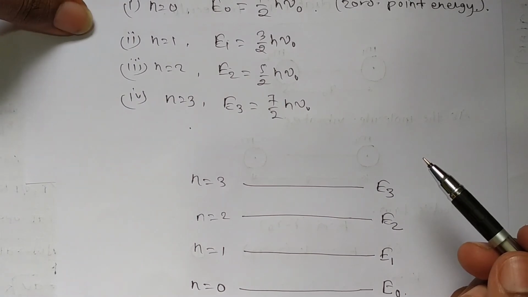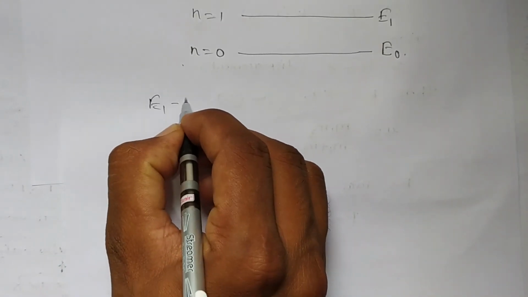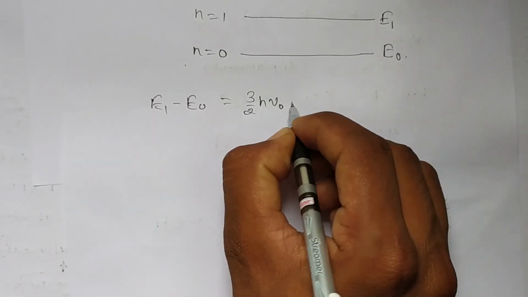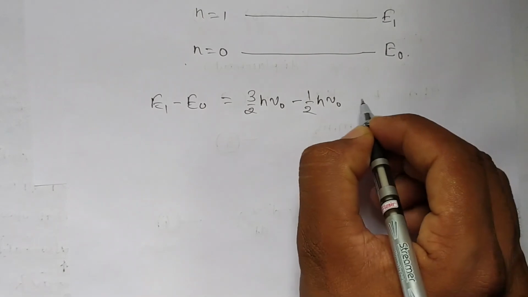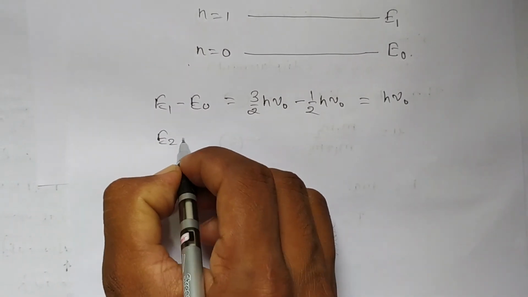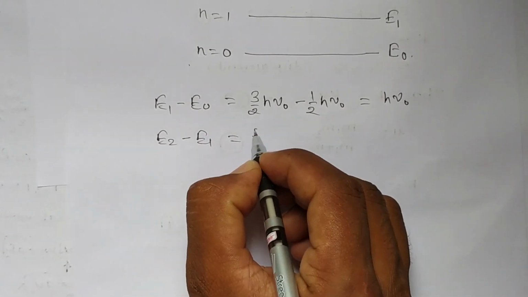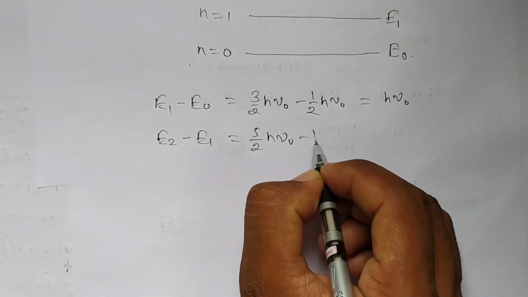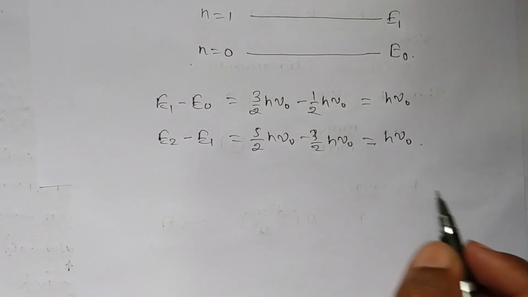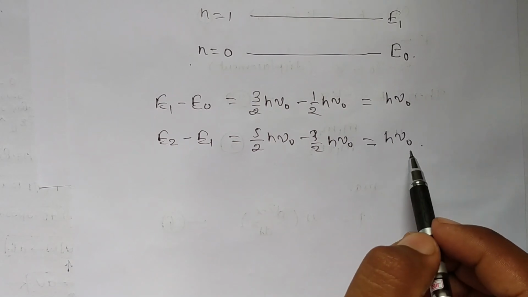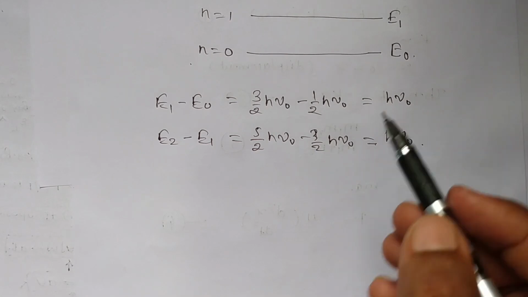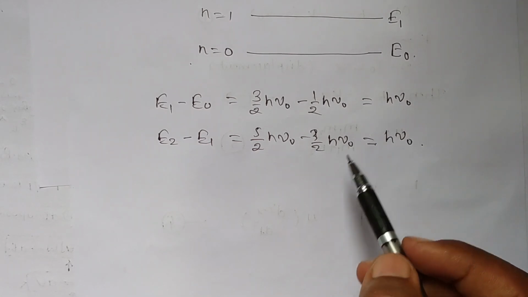We can find as E1 minus E0 is equal to 3 by 2 h nu 0 minus 1 by 2 h nu 0 is equal to h nu 0, and E2 minus E1 is equal to 5 by 2 h nu 0 minus 3 by 2 h nu 0 is equal to h nu 0. That means the energy levels have the same gap. So we can say the vibrational energy levels are equally spaced.